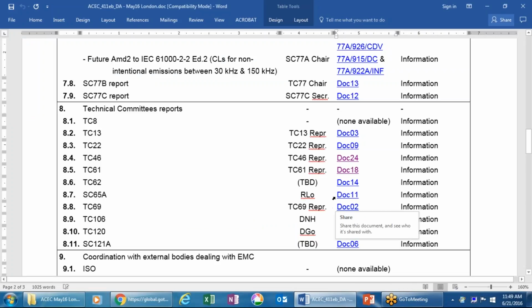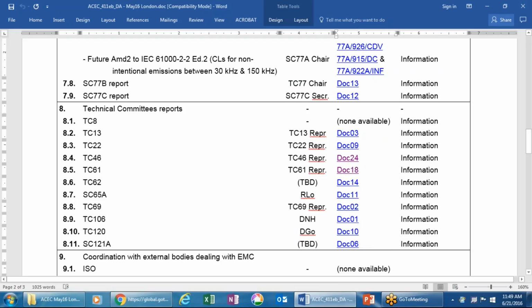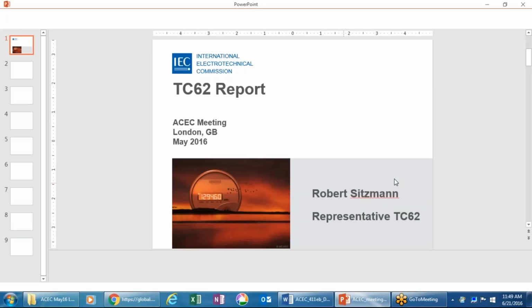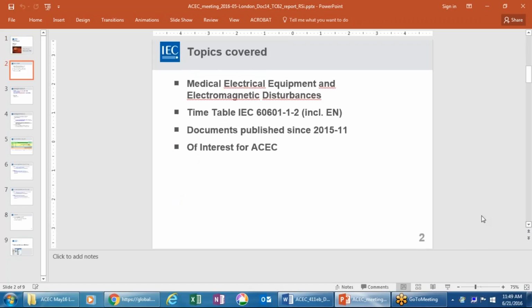Okay, let's move to 62. There's one thing I wanted to point out for sure in 62, which is what happened to the EMC work. And we're getting close to the end. This is Bob Sitzman from Siemens. Let's make it full screen first.